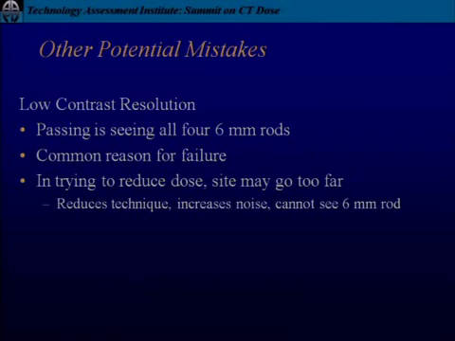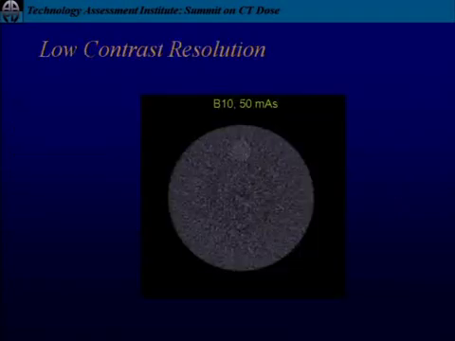Okay? So they reduce the technique, it increases the noise, and you can't see the 6-millimeter rod, kind of like this. Here's a scan that I did with 50 mAs. Okay? Can you see the 4-millimeter rods? You saw them from Jim earlier today. Can you see it? All right, here we go. Who said that? Who said they can see? I'm not going to tell you. Find them. I'm going to go up in mAs, and then I'm going to go back down.